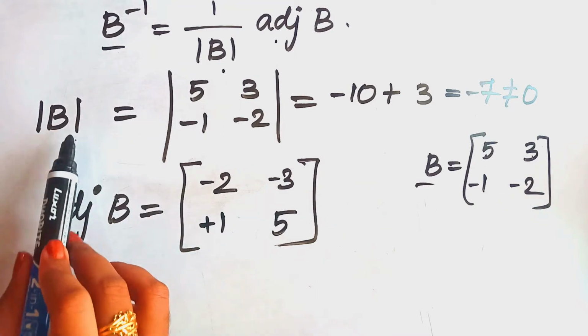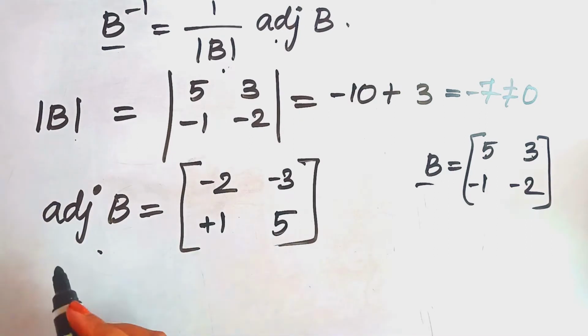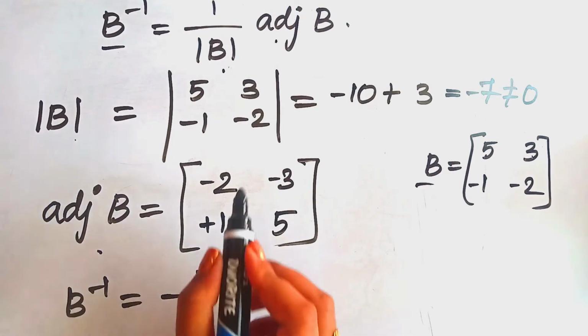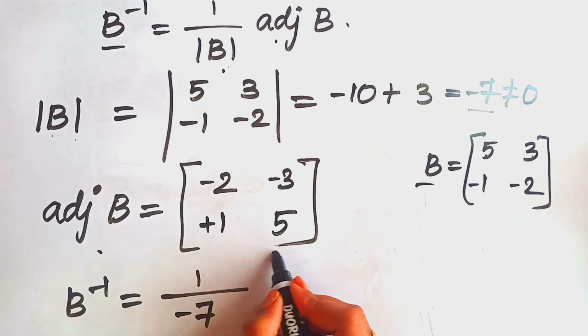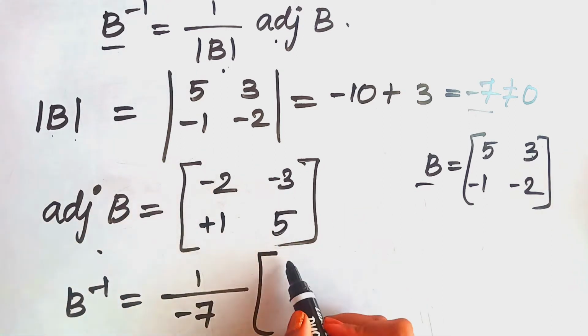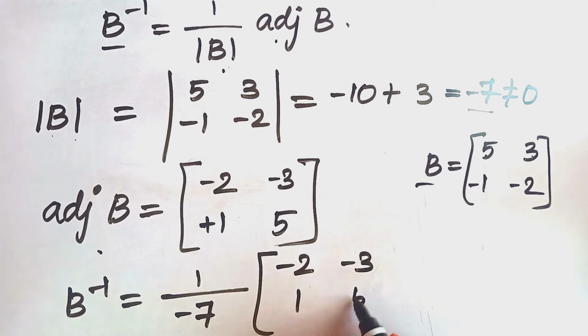Therefore we have found the determinant of B and the adjoint of B. Now you have to substitute them in B inverse. Therefore B inverse is equal to 1 divided by the value of the determinant of B, which is minus 7, and you substitute the value of the adjoint of B, which is [-2, -3; 1, 5]. So this is B inverse. Okay, now we have to substitute in A.